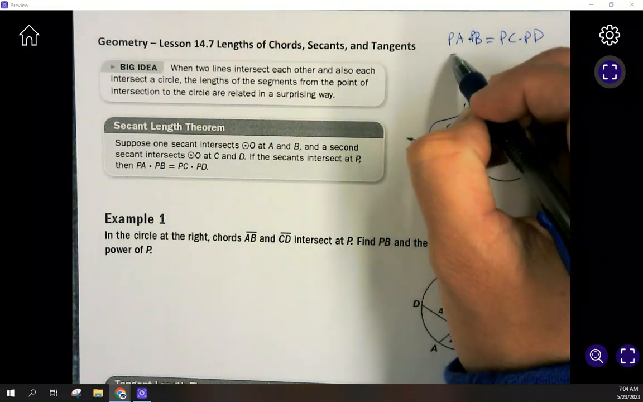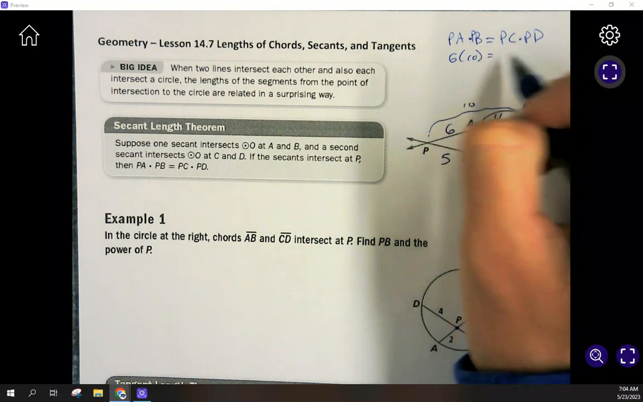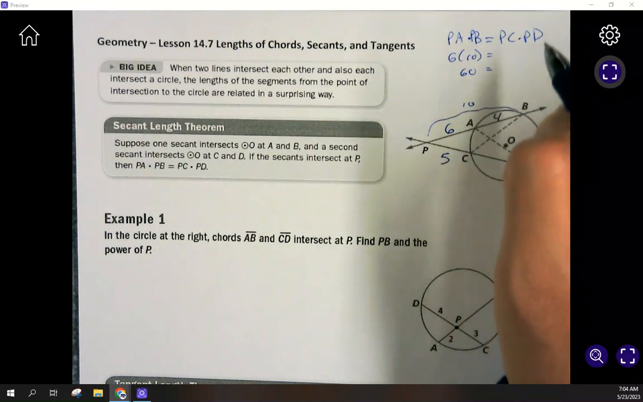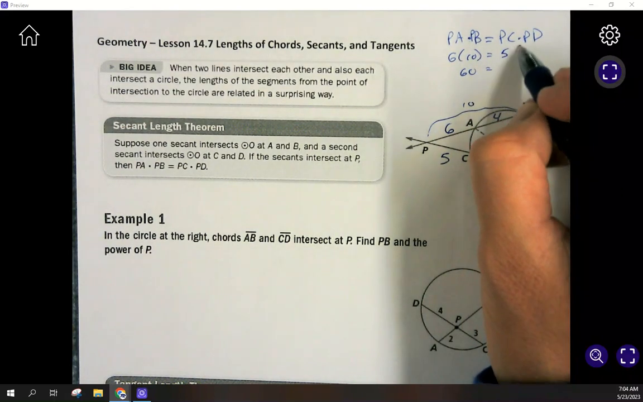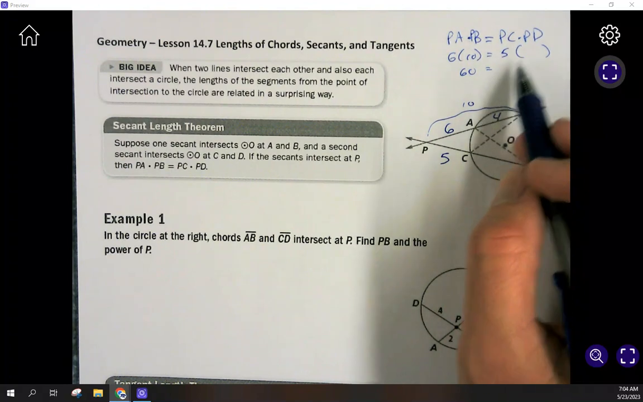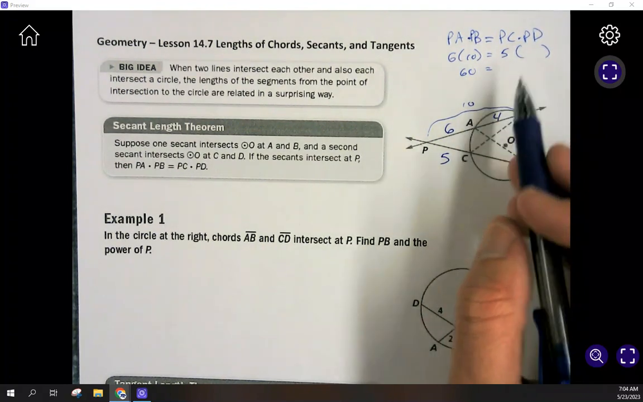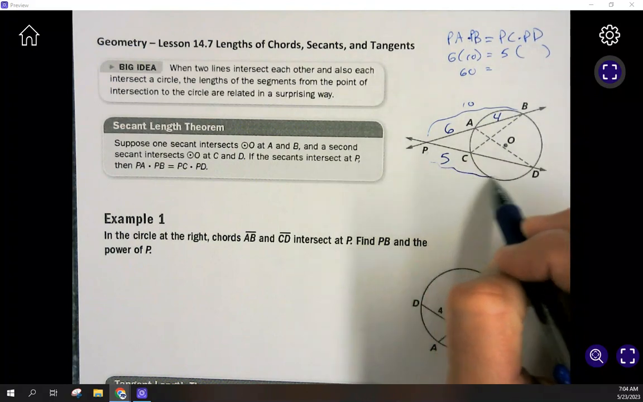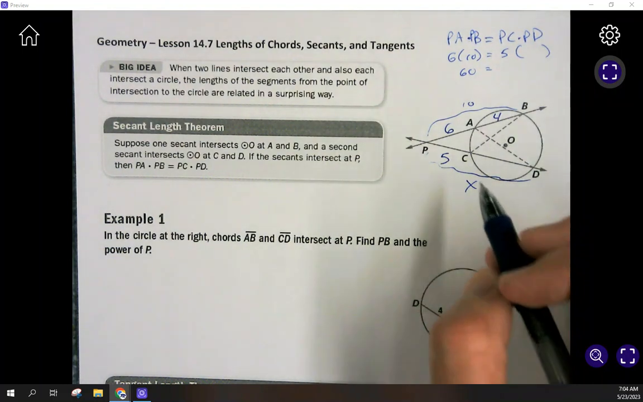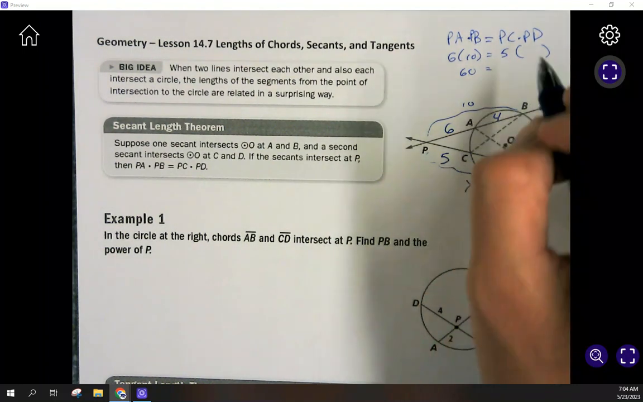So it's 6 times 10, which is going to be 60, is going to equal whatever PC is, which is 5, times PD. Now everybody wants to call this number that. They'll call this X, they'll solve, and then they'll say CD is that number. We got to be careful. It's the whole thing that is X. So we can get fancy here with our algebra, but in this case, we can solve this pretty simply. Just make sure that we know that X is the entire thing.